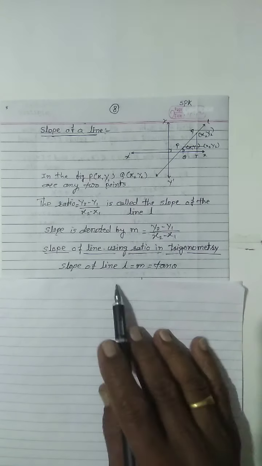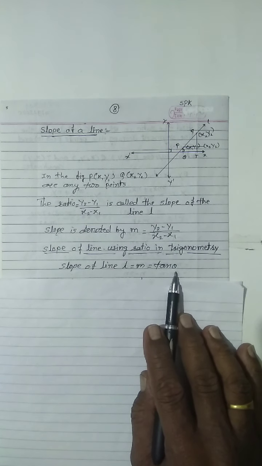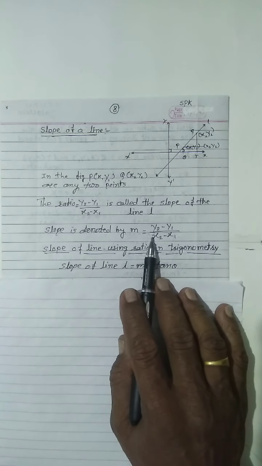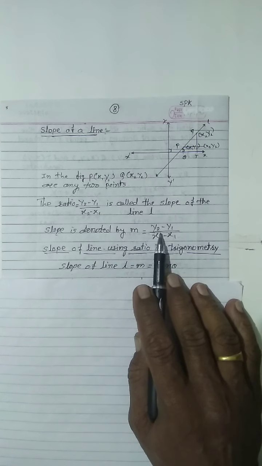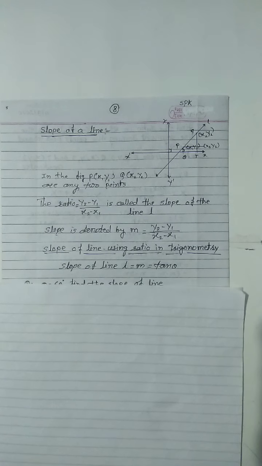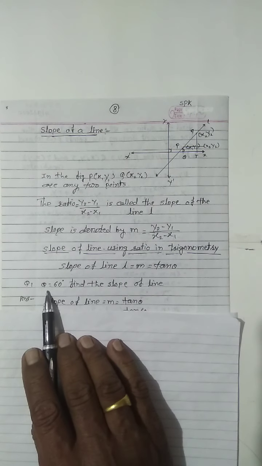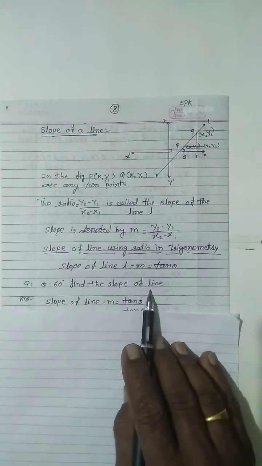Then we can write the slope of line is m equal to tan theta, or, if the coordinates of the points are given, we can write the slope of line equal to y2 minus y1 divided by x2 minus x1. Then we see the example. In this example, theta equal to 60 degrees is given. Find the slope of line.